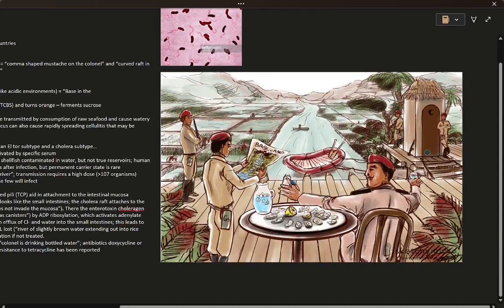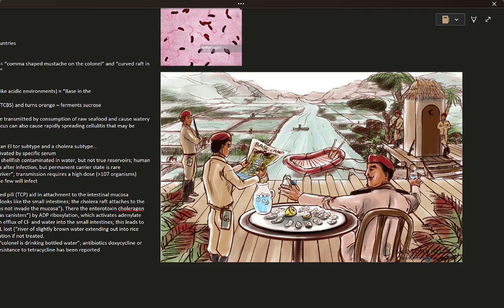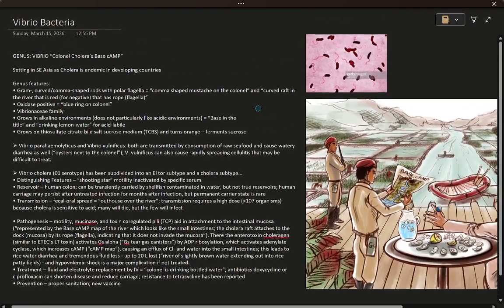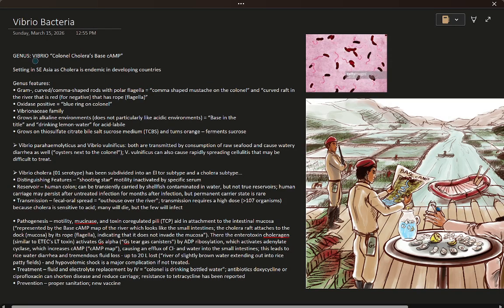Here to better understand the Vibrio bacteria. And of course, as usual, this image is provided by Sketchy Micro, so be sure to check them out. So, the Vibrio bacteria, they are typically found in Southeast Asia, especially cholera species, because it is endemic in developing countries.